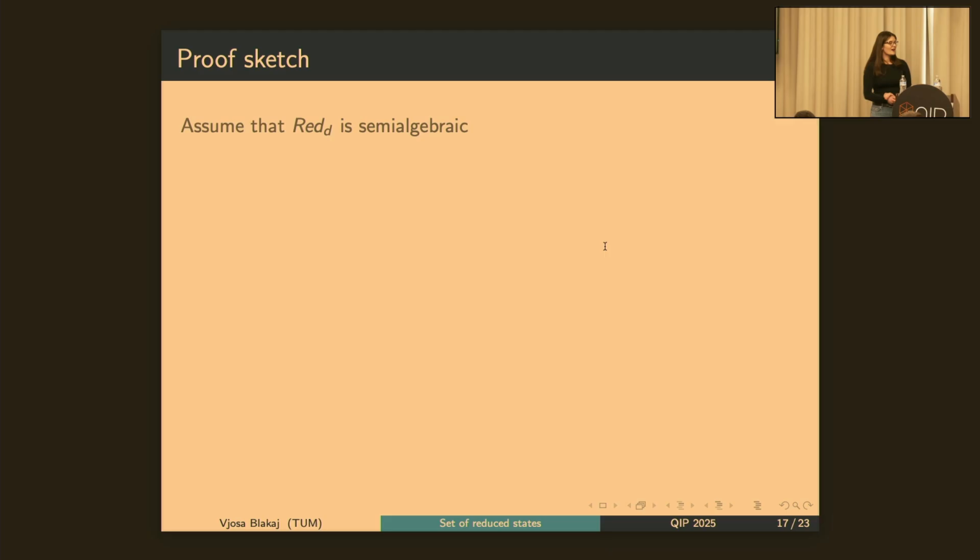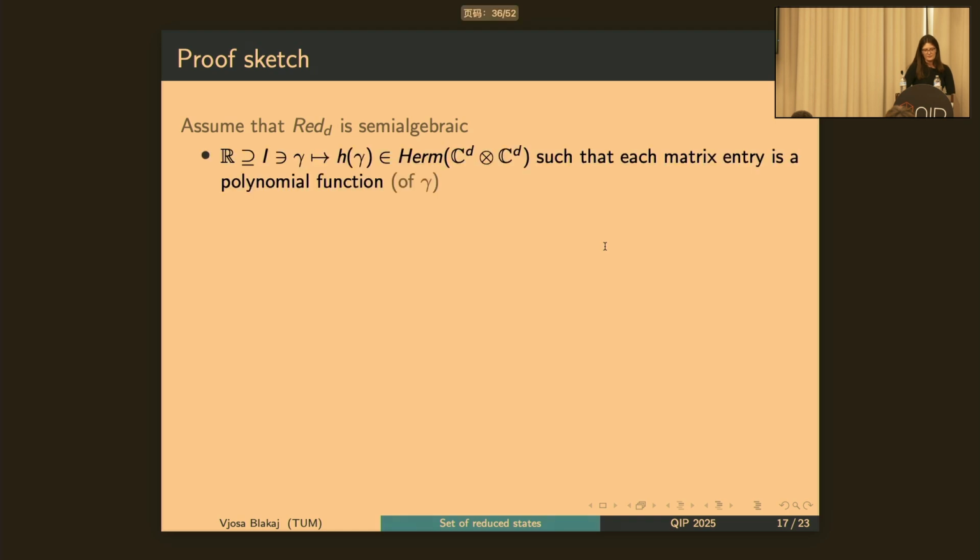OK, so by now, we all understood that the set red D is not semi-algebraic. And how we show this is by contradiction. So we assume that this set is semi-algebraic, and we want to see the implications that we get from there. OK, so let's assume that the set red D is semi-algebraic.